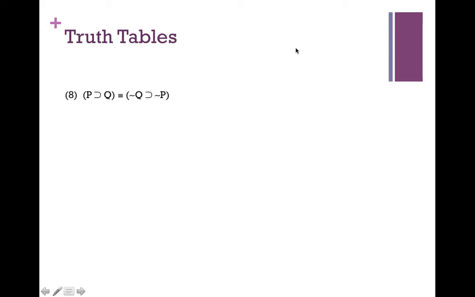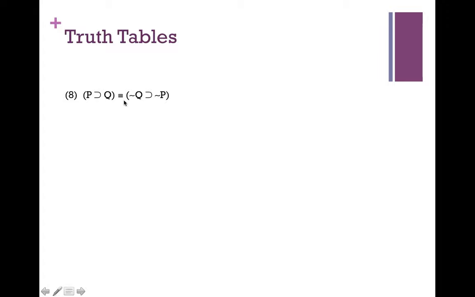Finally, number 8. This one's a tough one to say. I was practicing this one earlier, but it's: if P, then Q, if and only if not Q, then not P. Now, you might be clever enough to notice something here before we get started. You might recall that if not Q, then not P is the contrapositive of if P, then Q. That'll become important later on, but I did want to point that out.